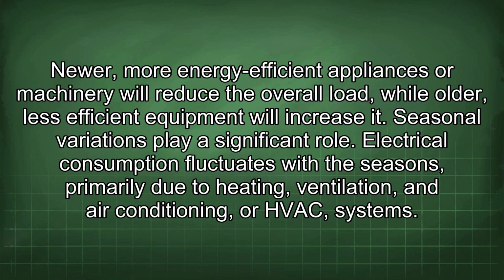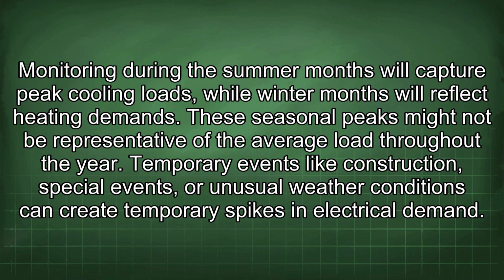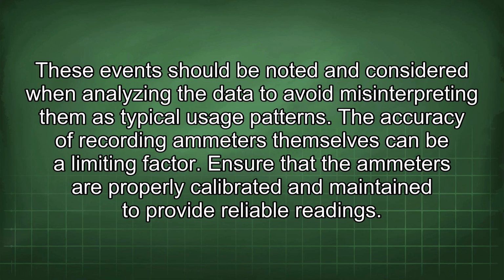Seasonal variations play a significant role. Electrical consumption fluctuates with the seasons, primarily due to heating, ventilation, and air conditioning, or HVAC systems. Monitoring during the summer months will capture peak cooling loads, while winter months will reflect heating demands. These seasonal peaks might not be representative of the average load throughout the year. Temporary events like construction, special events, or unusual weather conditions can create temporary spikes in electrical demand. These events should be noted and considered when analyzing the data to avoid misinterpreting them as typical usage patterns.